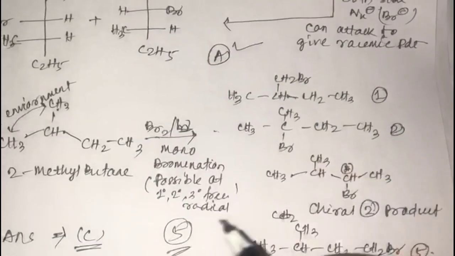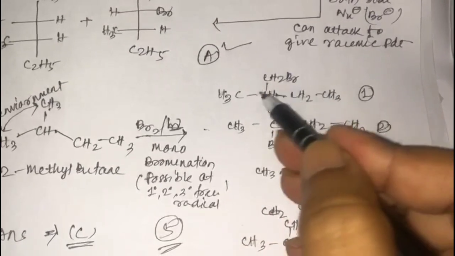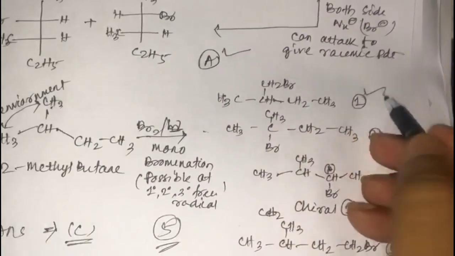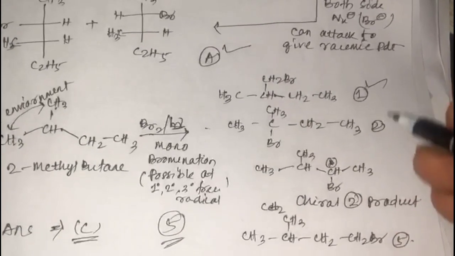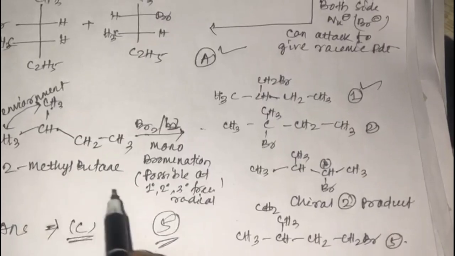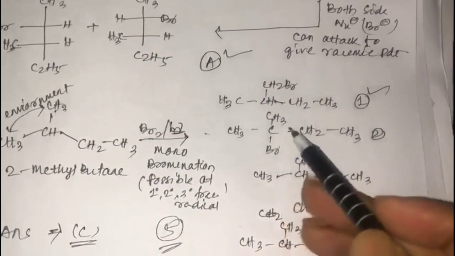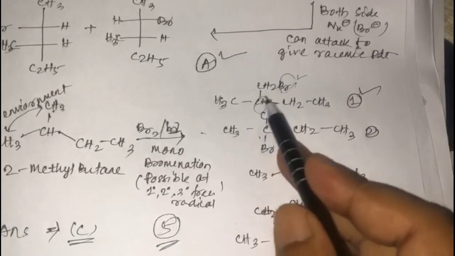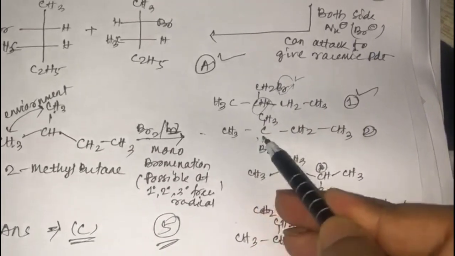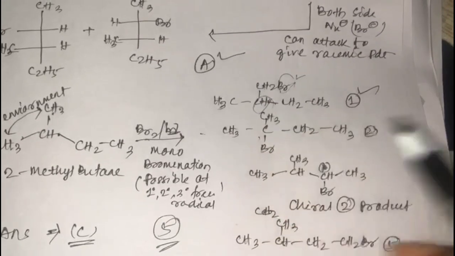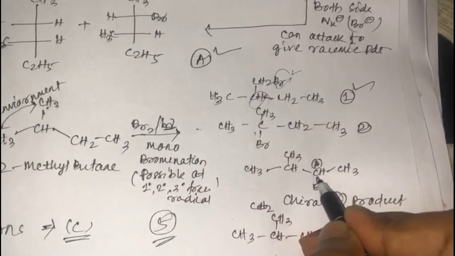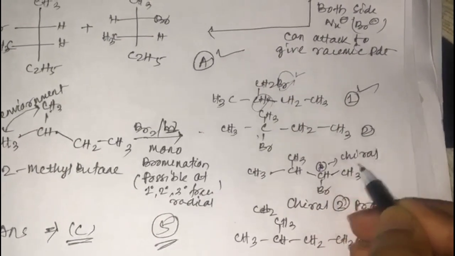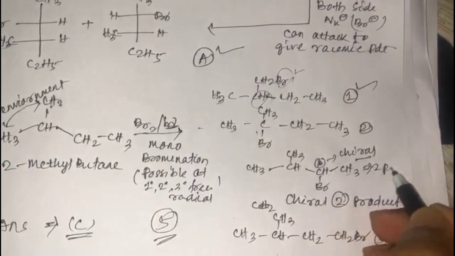See one by one. Bromination can be possible at 1 degree, 2 degree, 3 degree free radical. So this is the case. These are the 5 isomers which are given by 2-methyl butane. In this case bromine is substituted here, and in this case the bromine is substituted at a 2 degree free radical, and here this is a 1 degree free radical, and this is substituted at a 2 degree free radical, but this is your chiral carbon. So this will give you two products.